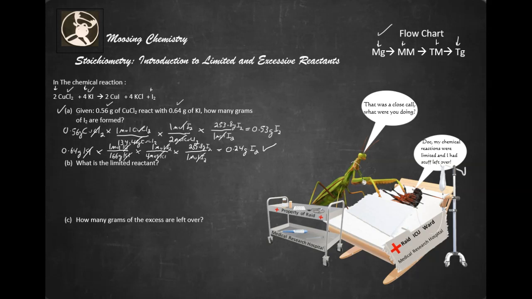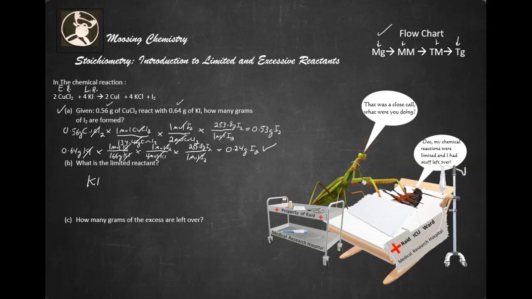So that tells me something really special. That tells me that my KI right here is my limiting reactant. So KI is my limiting reactant, and that makes CuCl2 my excess reactant. See how that works? So what is the limiting reactant? The limiting reactant is KI.